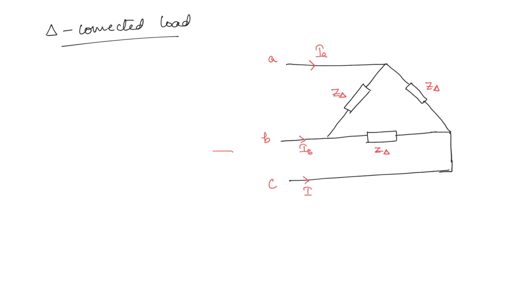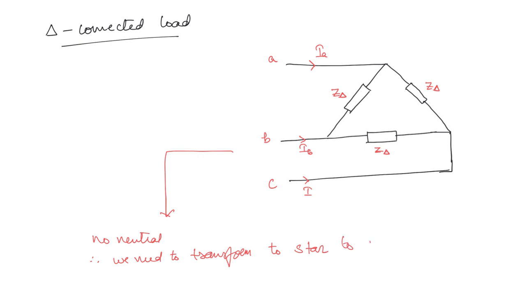Now in order to get the sequence networks for a delta connected load, we need to transform it to a star. Why is that? Because there is no neutral to be able to get the sequence networks. No neutral, therefore we need to transform to star to get the symmetrical components.